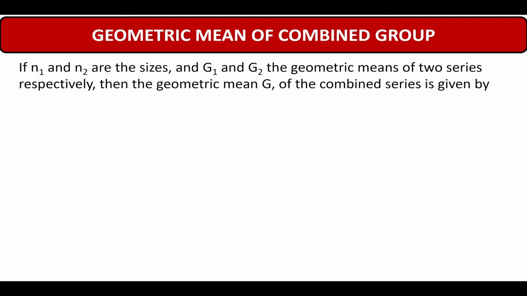So if n1 and n2 are the sizes and G1 and G2 are the geometric means of the two series, then the combined mean is given by the formula log of G is equal to n1 log of G1 plus n2 log of G2, the whole divided by n1 plus n2. Let us see the derivation for this particular formula.